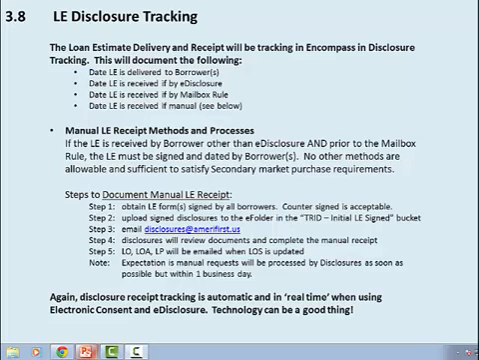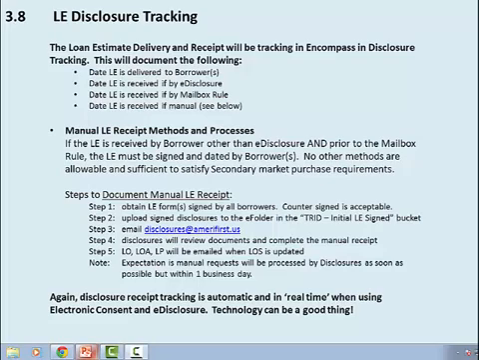disclosures@amerifirst.us. Step 4. Disclosures will review documents and complete the manual receipt. Step 5. LO, LOA, LP will be emailed when the LOS is updated. The expectation is that manual requests will be processed by disclosures as soon as possible, but within 1 business day.